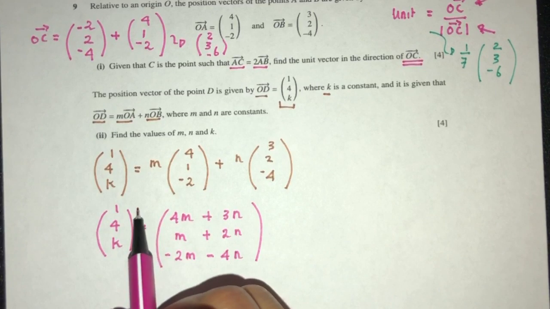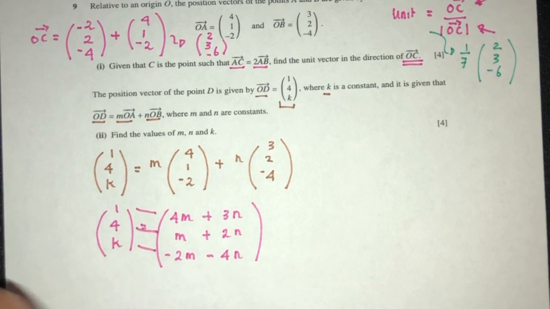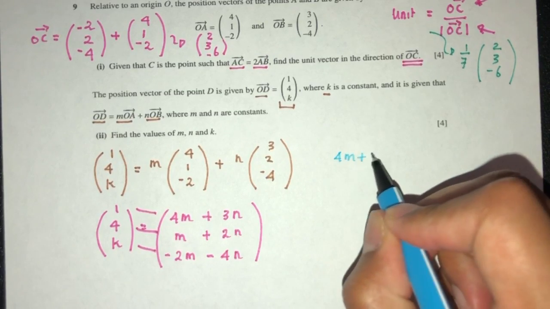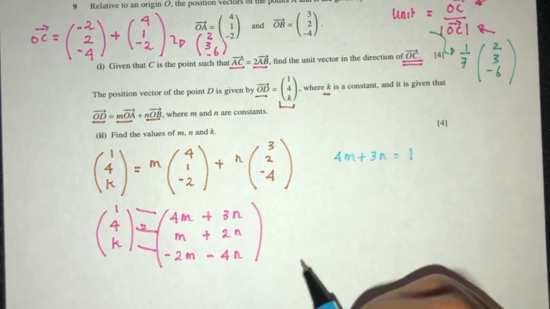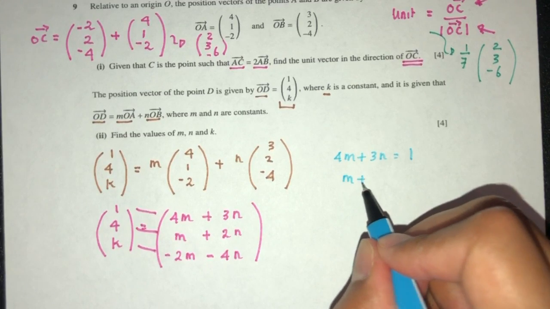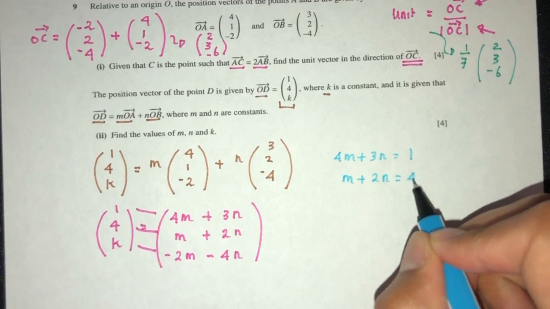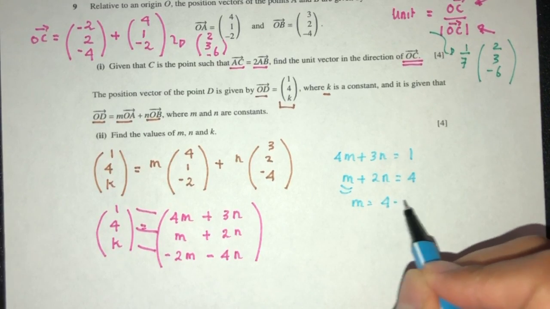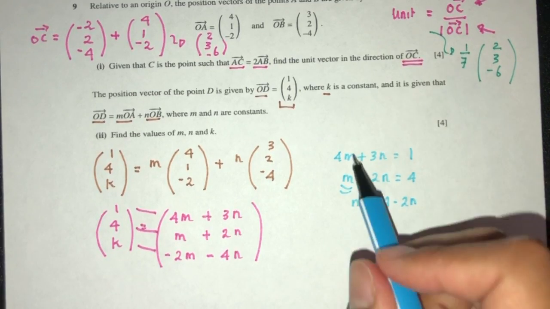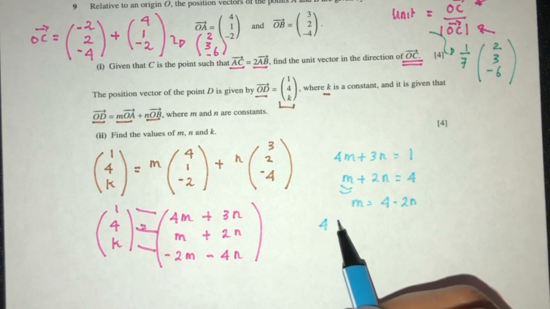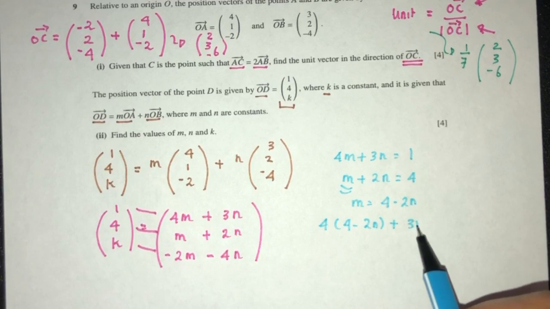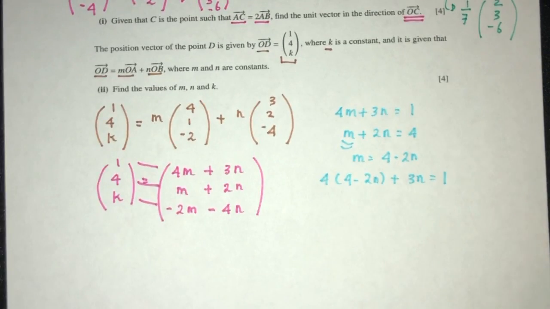Now we just have to equate, right? So first equation we have is 4M plus 3N is equal to 1. Then we have M. That will be this. Now we can make this become subject, so M will be 4 minus 2N. Replace back in your equation, you have 4 times M, which is also 4 minus 2N plus 3N have to be 1. Solve one by one.